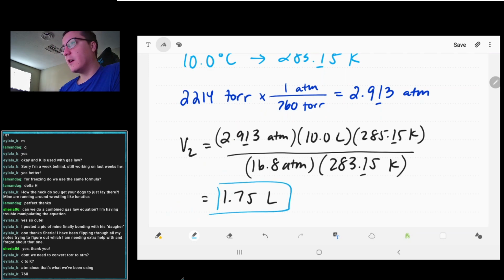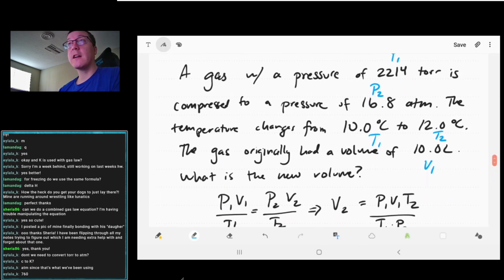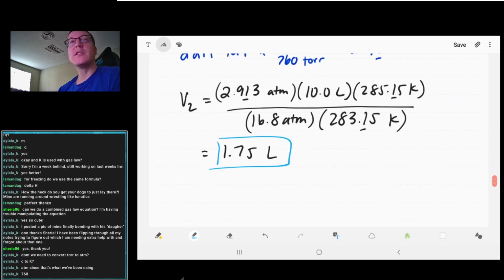And so just as a checking point, we did say in the question the gas was compressed. So we are expecting the volume to go down. And lo and behold, indeed it did. We are seeing that our second volume is lower than the first volume. So just to make sure your answer makes sense, if you got 200 liters, that might be problematic. That probably means you did something incorrect there. So always keep in the back of your mind, make sure your answers make some sense.